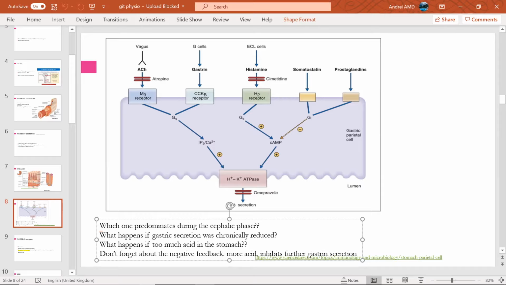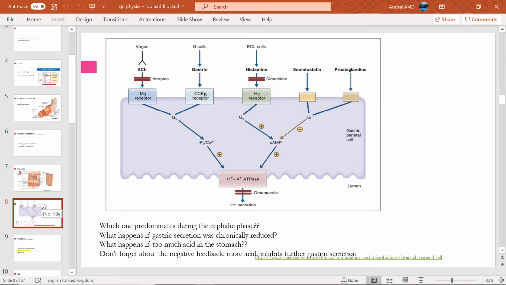And, okay, what happens if gastric secretion was chronically reduced? I kind of mentioned in this slide that keeping the low pH is very important for killing any bacteria that we don't want in the stomach. So when they have reduced secretion, they easily get infected. And also, the pepsinogen is not activated to pepsin, so you would have digestion problems, and you don't want that.